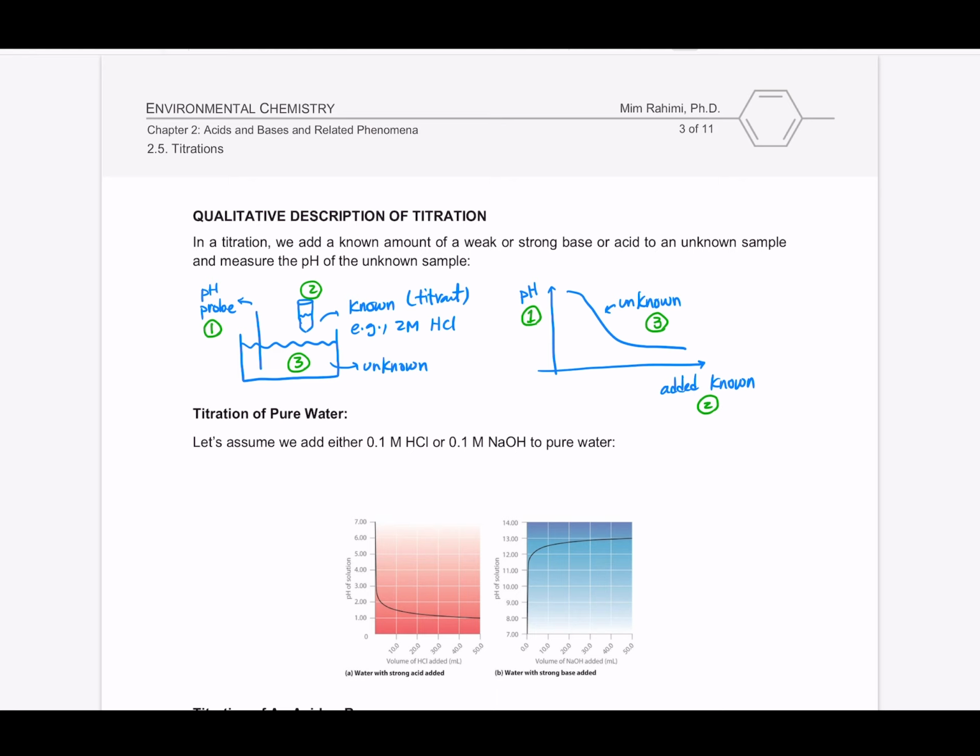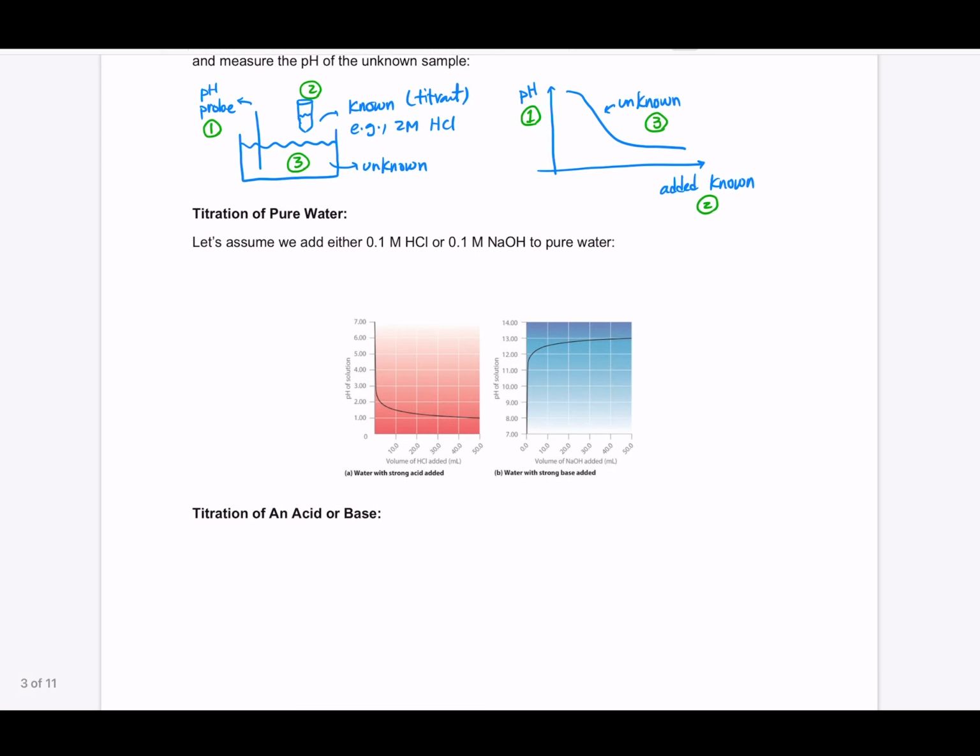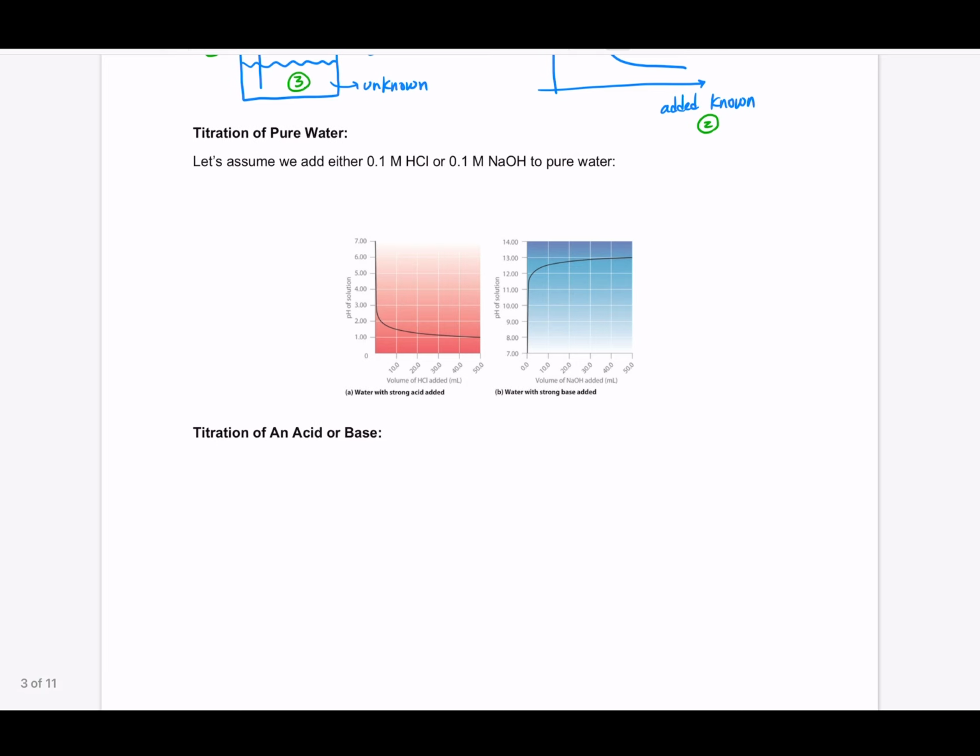So operational wise, this is very straightforward. But now we want to see what kind of useful information we can get from that simple curve. So first, talking more quantitatively about what's happening. If the sample, the unknown, is just pure water, and we add acid, the pH goes down. If we add base, the pH goes up. And this would be a typical classic behavior.